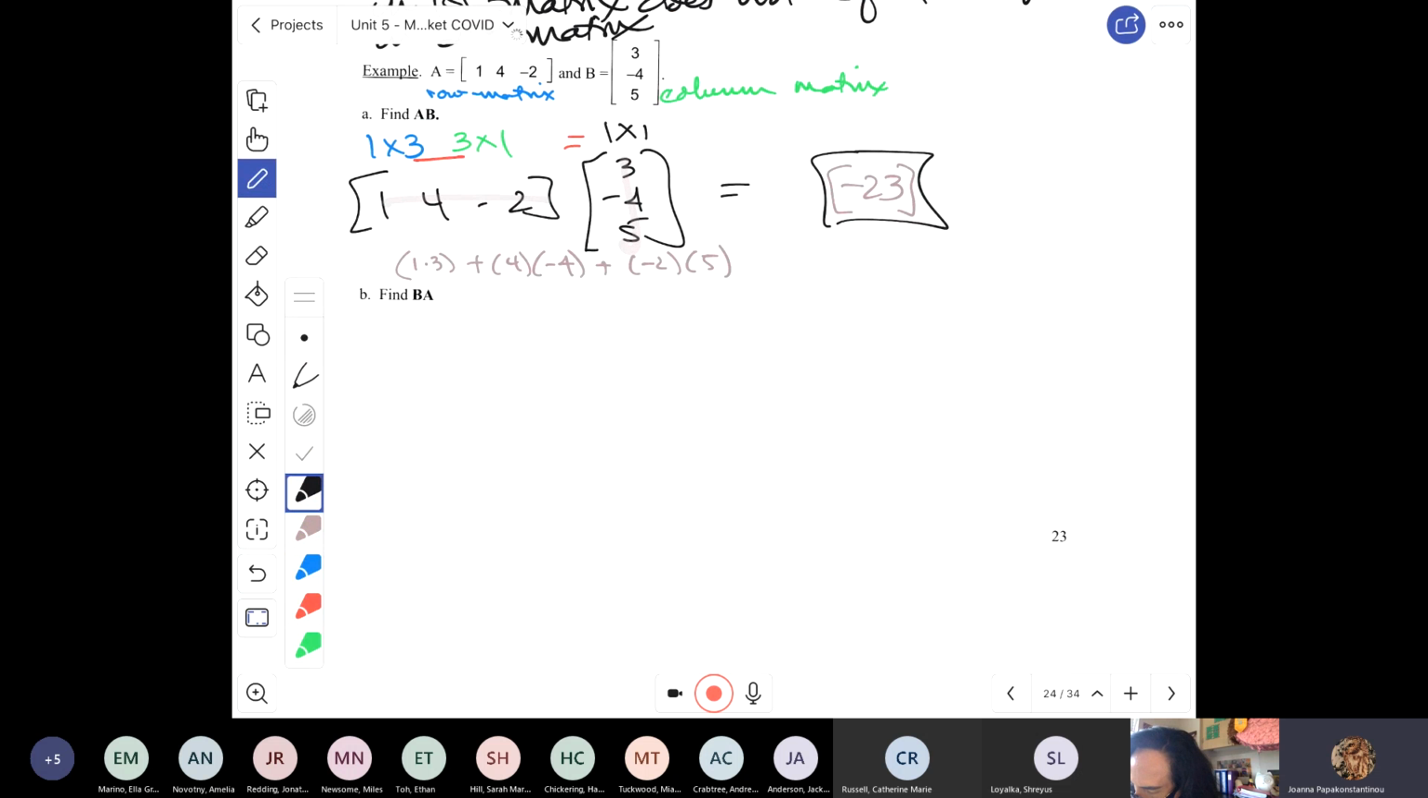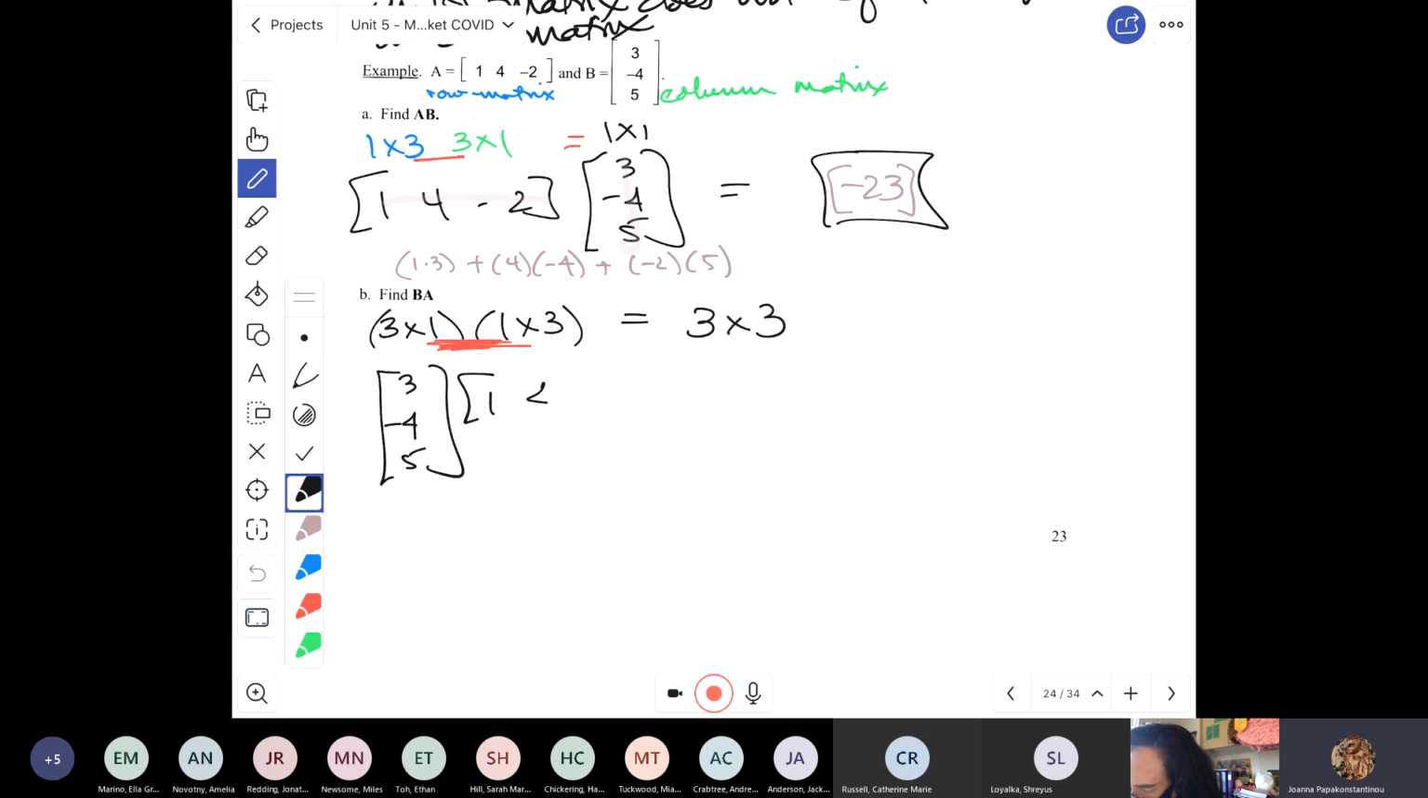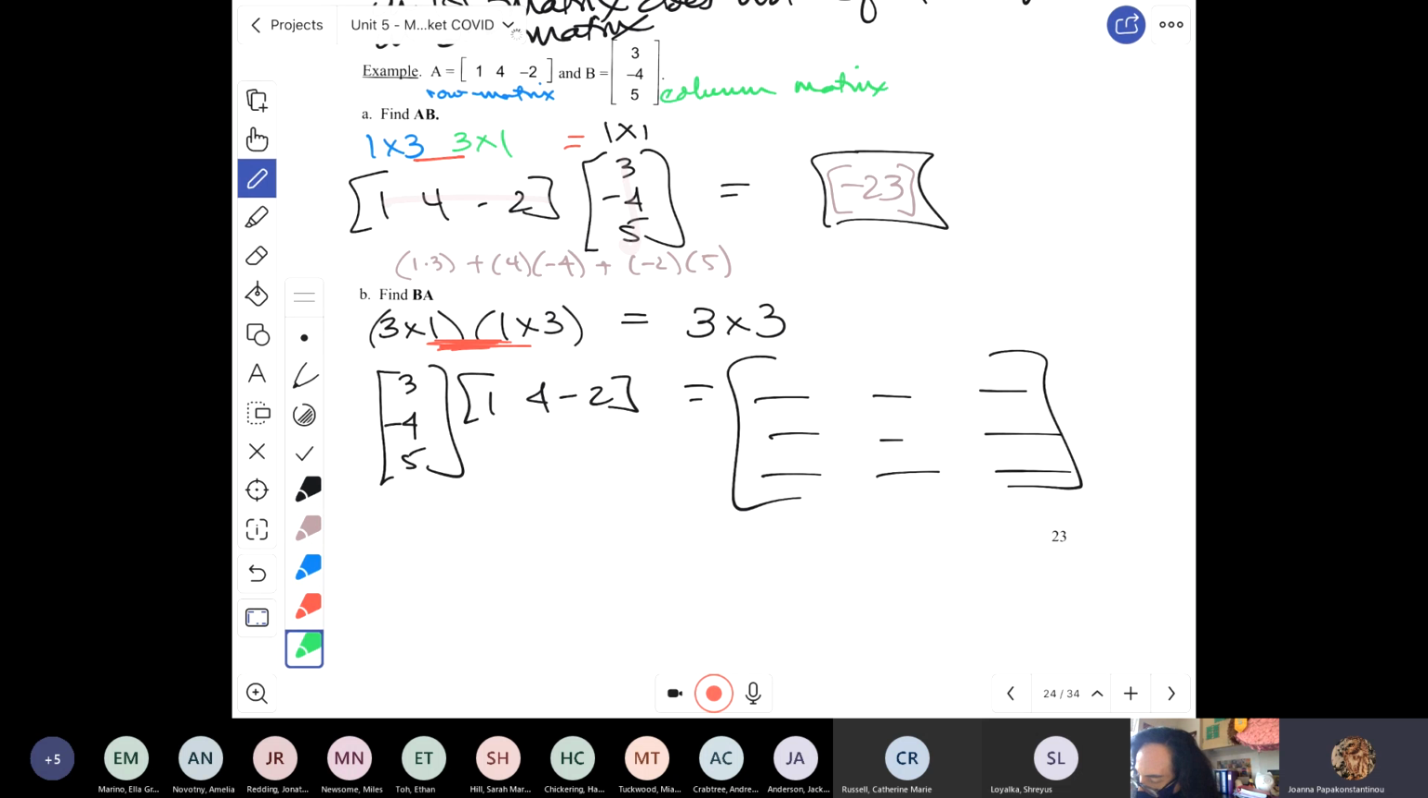B is, we said 1 by 1. No, I'm sorry, 3 by 1. A is 1 by 3. I can multiply because these are the same, but my resulting matrix is going to be what order? Ooh, 3 by 3. So let's write those. Okay, so in this, it's what position for the first element? First row, first column. So 3 times 1 is 3.